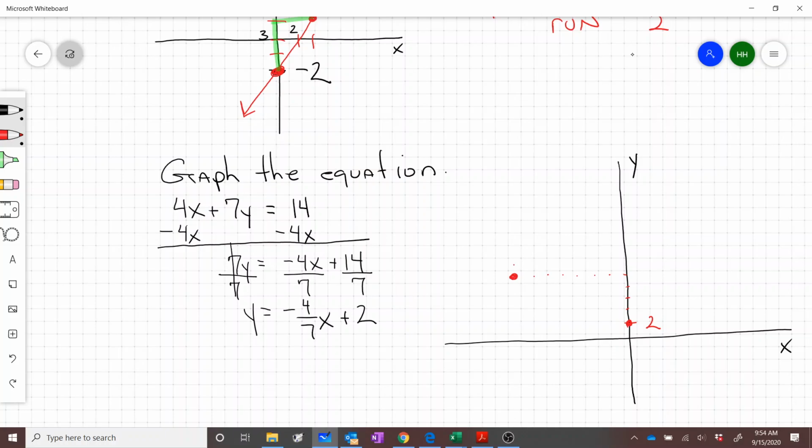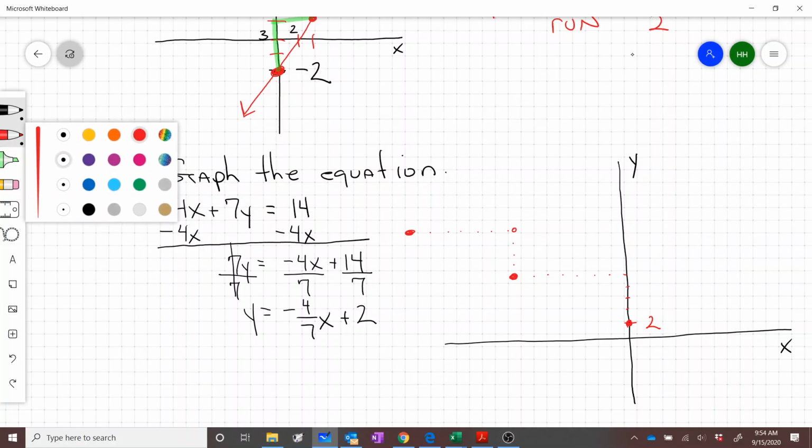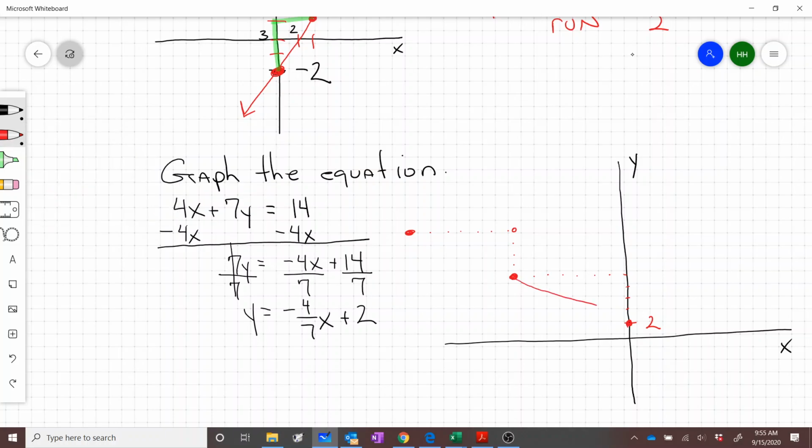Then we're going to rise 1, 2, 3, 4, and we're going to run 1, 2, 3, 4, 5, 6, 7. Just rise and run twice, and then you connect the dots. So here's our graph of the line. Rise and run 2 times. Negative slope lines go up and to the left. Positive slope lines go up and to the right.